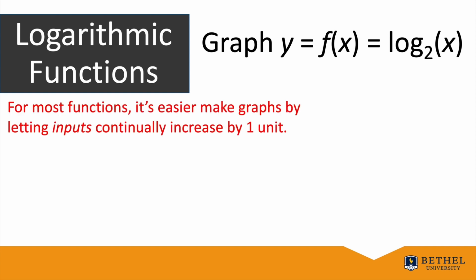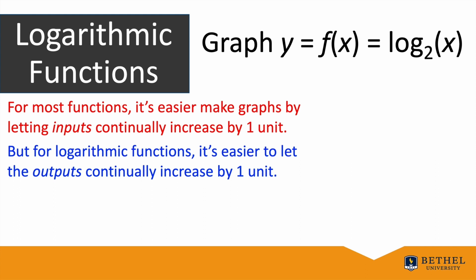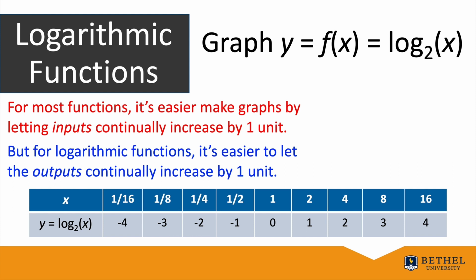Now, for most functions, it's easier to make graphs by letting inputs continually increase by 1 unit at a time. But for logarithmic functions, as we're about to see, it's easier to let the outputs continually increase by 1 unit at a time. Here's a table of values for the function y equals log base 2 of x. Notice the outputs, the y values, start at negative 4 and go up by 1 unit at a time up to positive 4. What input value of x will give you an output y equals negative 4? It's 1/16. Log base 2 of 1/16 equals negative 4 because 2 to the negative 4 power is 1/16.